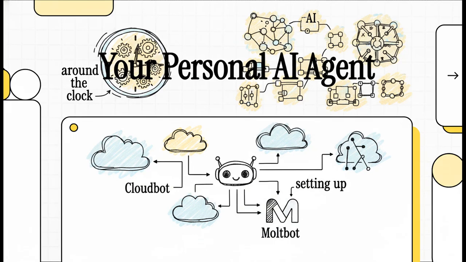So, have you ever thought about what it would be like to have your own personal AI assistant? One that's working for you 24/7 around the clock? Well, in this explainer, we're going to do exactly that. We're going to set up our own AI agent from scratch. We're talking about a project called CloudBot, which, as you'll see, is now called Moltbot.